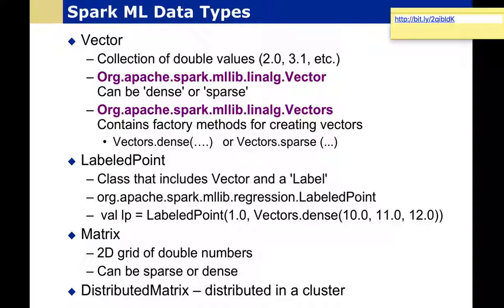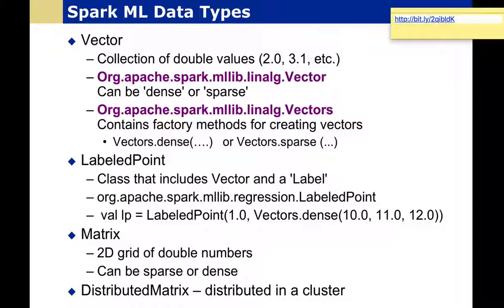Now, the basic types of Spark ML are vectors. This is common to both Spark.MLLib and Spark.ML. They consist of a collection of double values, and these can be either dense or sparse. That's up to us, depending on the nature of the data, whether we have dense data or sparse data. We also have a factory method called Vectors that allows us to create these vectors programmatically.